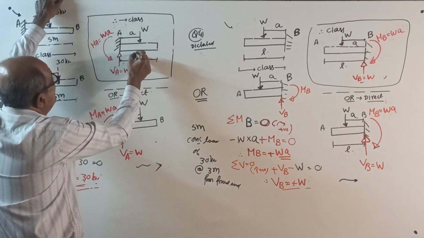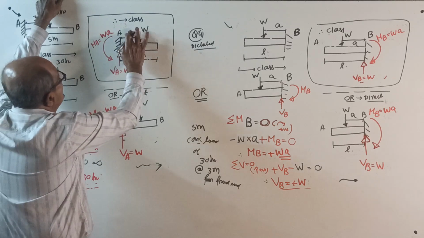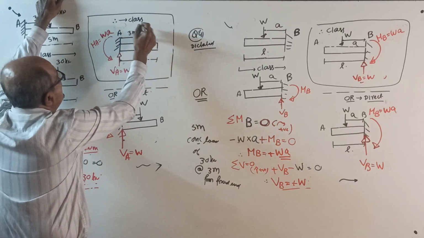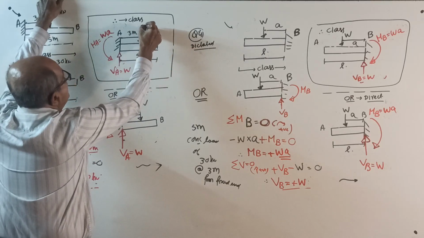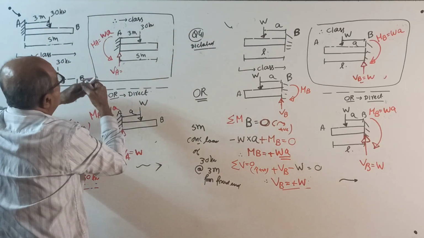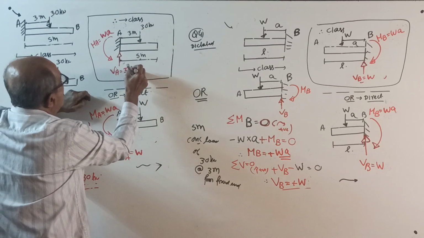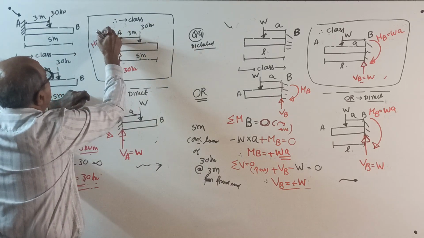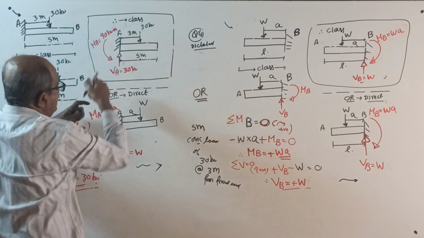Or result: 5 meter, 3 meter. If you apply 30 kilonewton load here, this reaction is equal to 30 kilonewton. Reacting moment equal to 90 kilonewton meter. Direct.